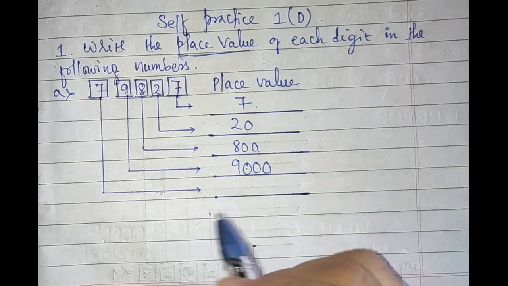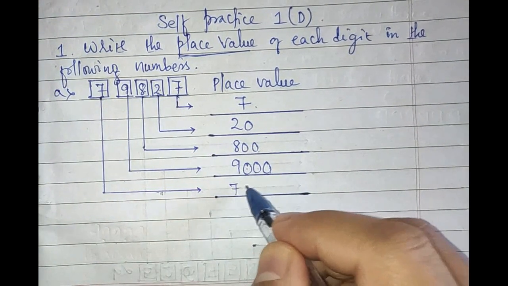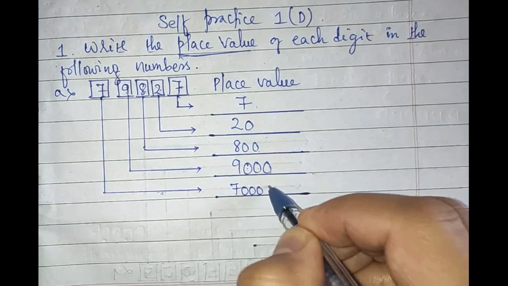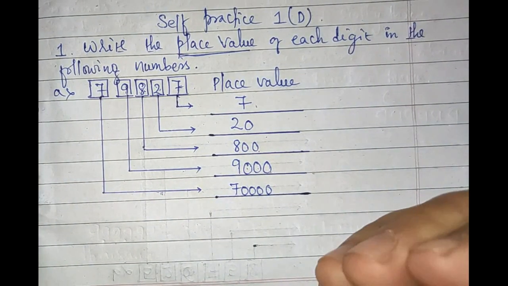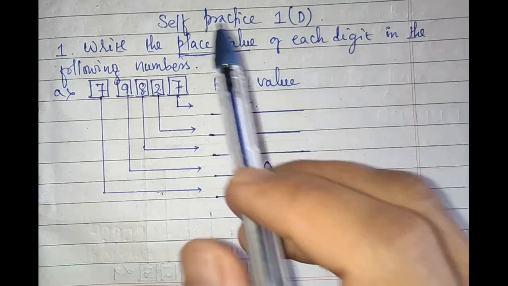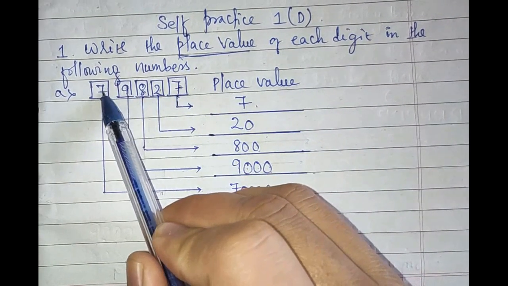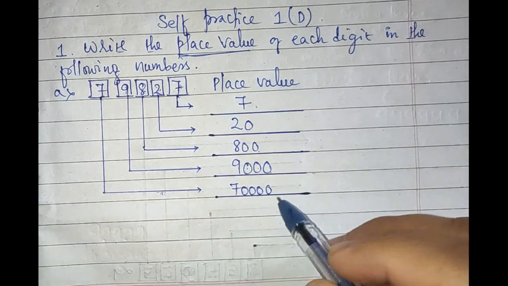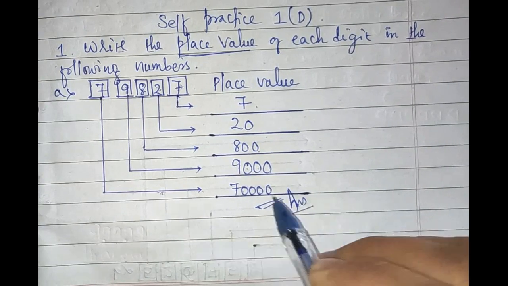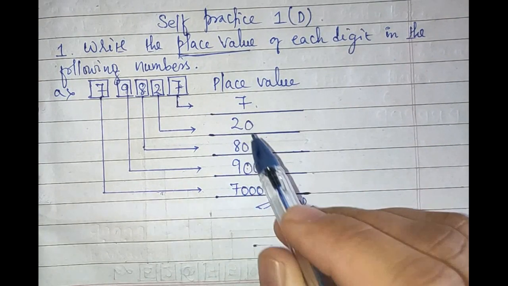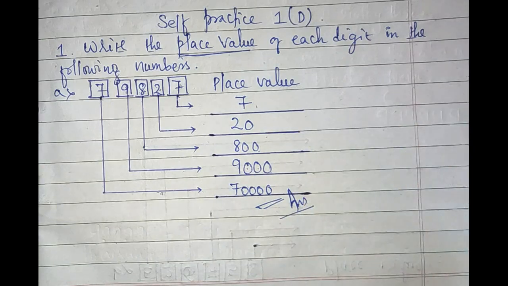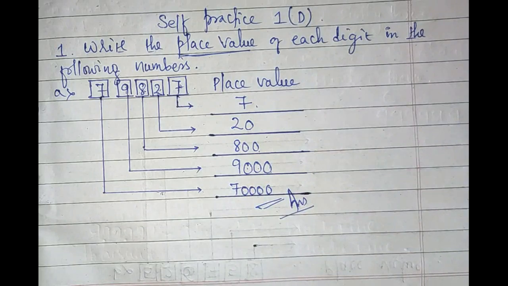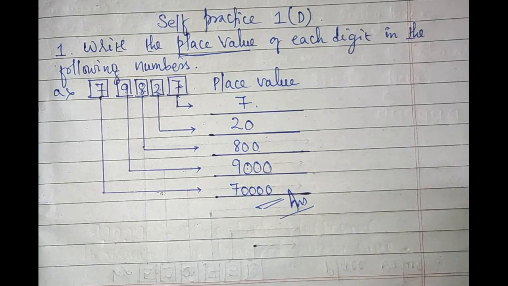Okay, so the remaining one we have is 7. How many digits are there after it? 1, 2, 3, 4, that's why 4 zeros. Or you can understand this another way also: 1's, 10's, 100's, 1,000's, 10,000's position. So just count it. So this is the way to write the place value or the position value, you can say, of any digit given in the question. Alright, so let us proceed to the next question.